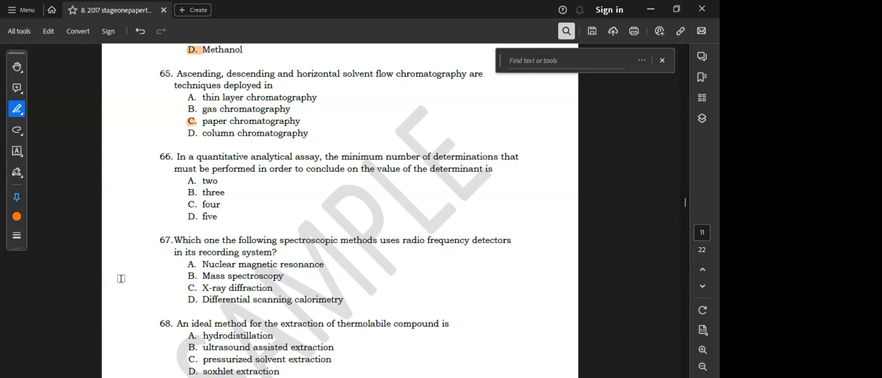Then lastly, for paper chromatography, the mobile phase is a solvent or a mixture of solvents, and the stationary phase is paper. Not just any paper, we need an absorbent piece that allows the liquid to pass through the pores. It's used in forensics, DNA prints, fingerprints, remember that. Yeah, so that's all I have.